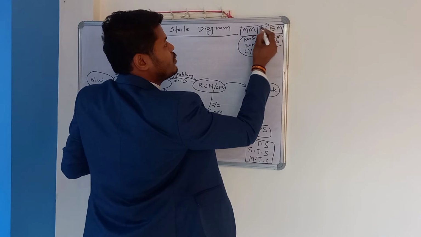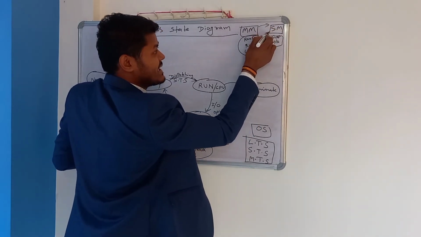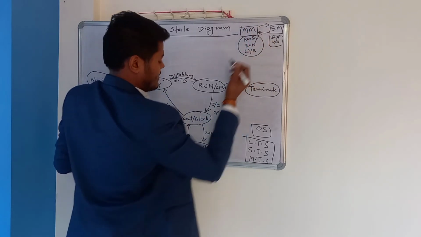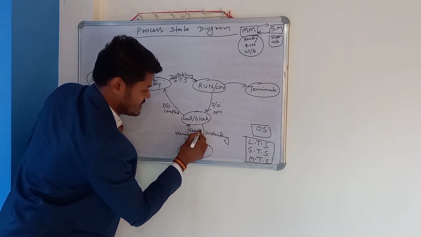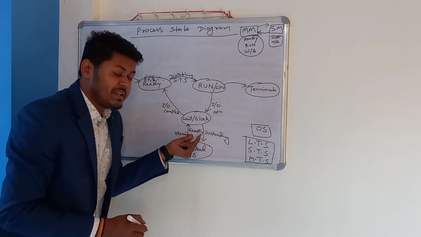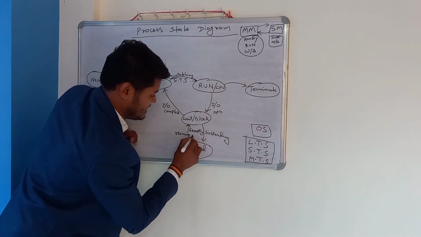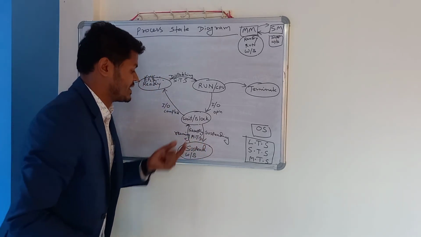Anything going from main memory to secondary memory and from secondary memory to main memory, that process is called swapping. And swapping will be done by the mid-term scheduler, MTS. This is an important point.